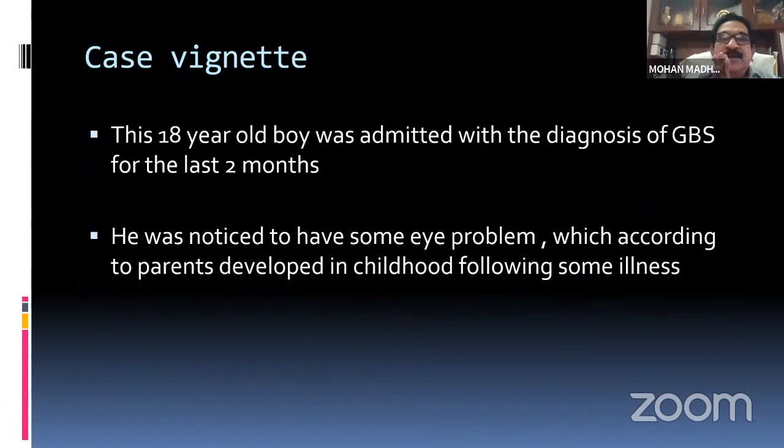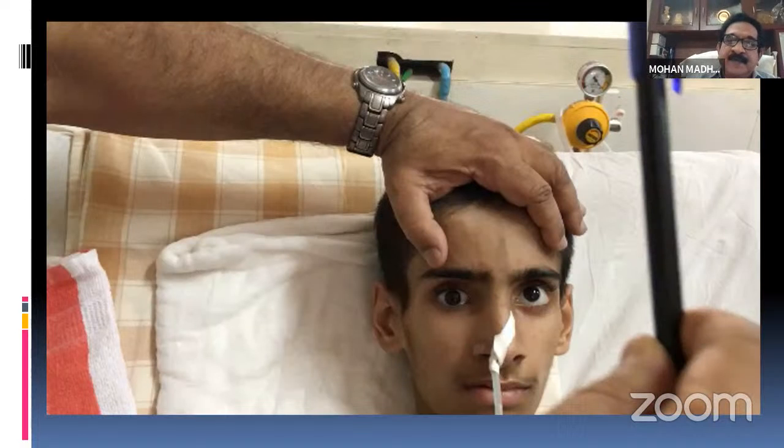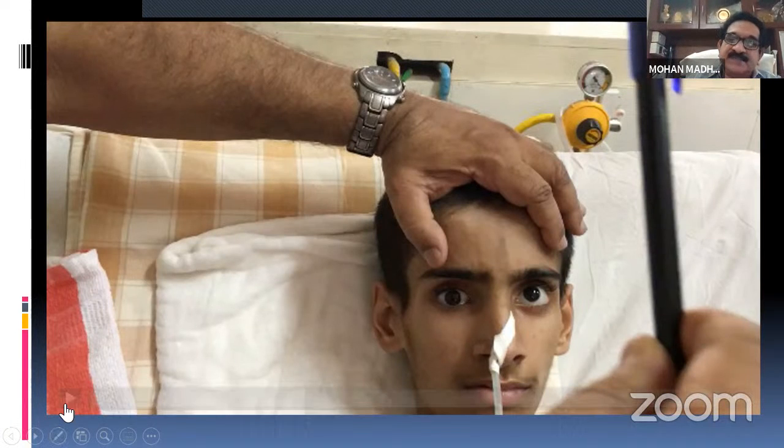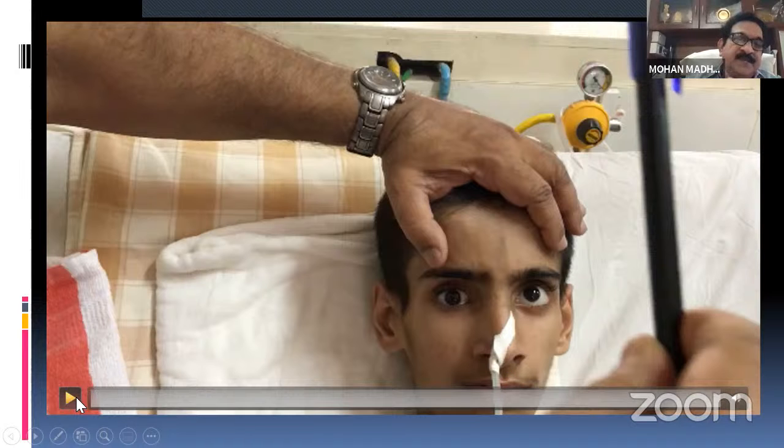Now, this 18-year-old boy was admitted with the diagnosis of GBS for the last 2 months. He was noticed to have some eye problem, which according to the parents developed in childhood following some illness. From birth onwards, we don't know. That's the history obtained from the parents. This eye problem was noticed after GBS. It was not there before.